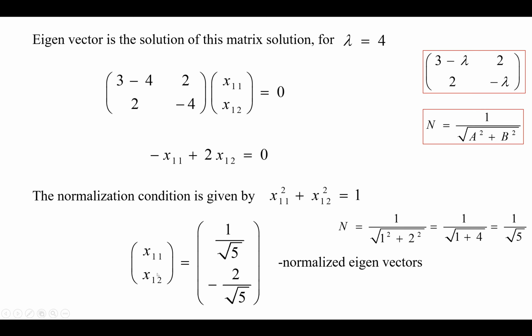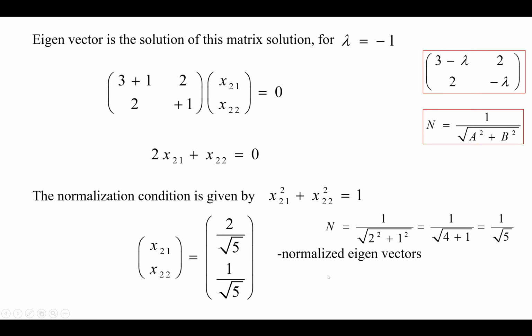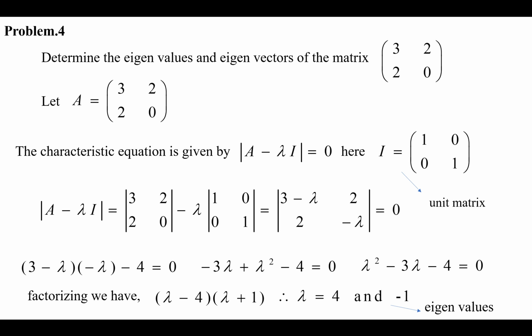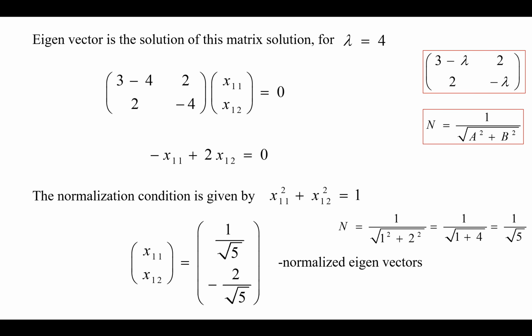So x11, x12 column-wise, these are the eigenvectors, given as 1 divided by root 5, minus 2 divided by root 5. Similarly, we will take lambda equals minus 1. Of course, we have obtained lambda equals 4 and lambda equals minus 1, two eigenvalues, correct? Lambda equals 4 and lambda equals minus 1.